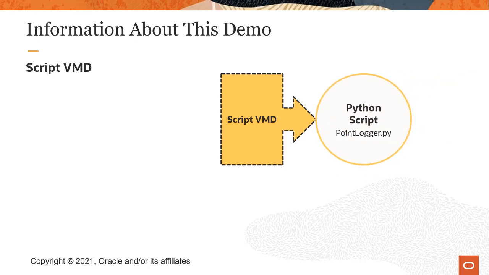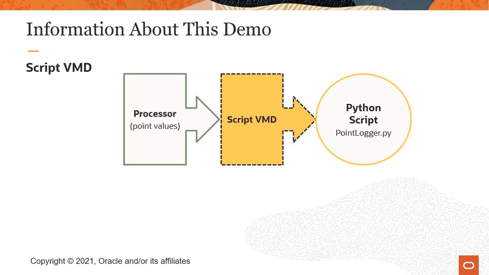The script VMD will get point values from the processor, and as they come in, write the values of the points to a specified log file. Keep in mind, the script VMD we will use in this tutorial is not complex, but script VMDs provide the ability to perform complex filtering and can be used to quickly create interfaces to non-standard external applications.